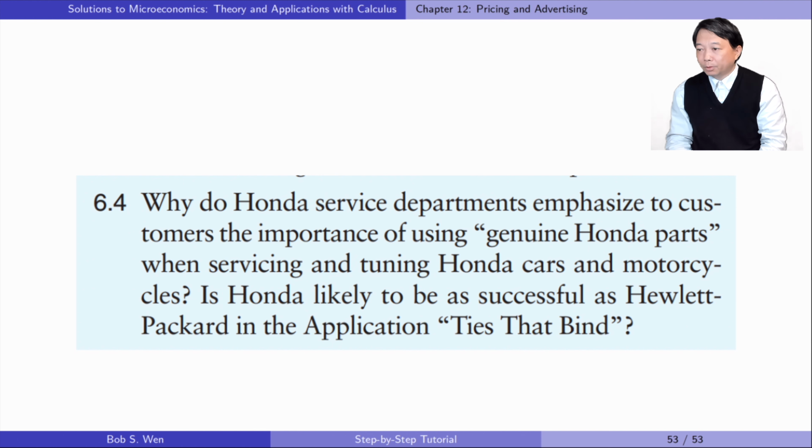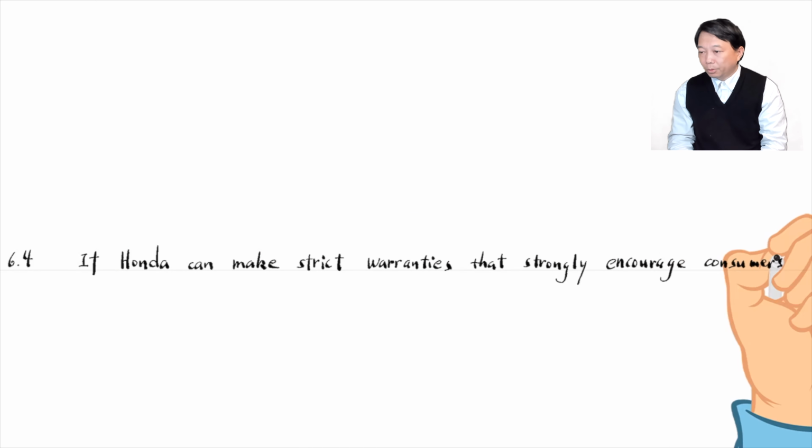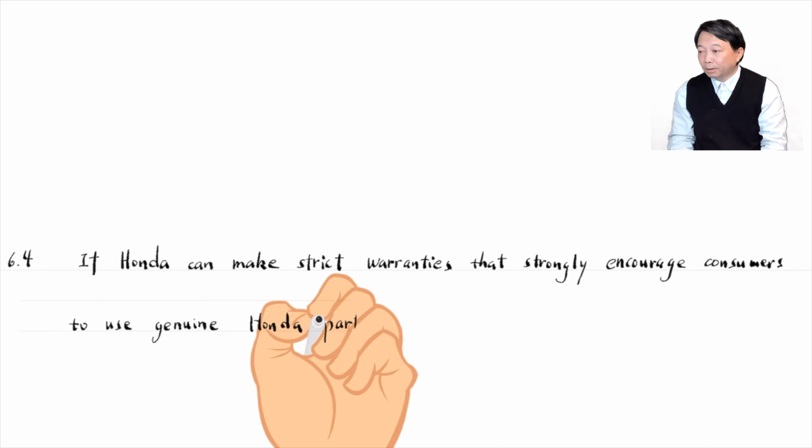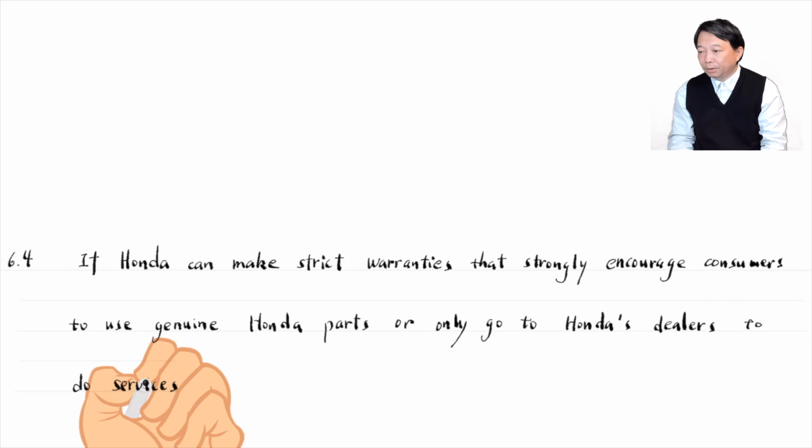Let's finish exercise 6.4. Why do Honda service departments emphasize to customers the importance of using genuine Honda parts when servicing Honda cars and motorcycles? Is Honda likely to be as successful as HP in the application ties that bind? If Honda can make strict warranties that strongly encourage customers to use genuine Honda parts or only go to Honda's dealers to do services, then the requirement tie-in sales can succeed.